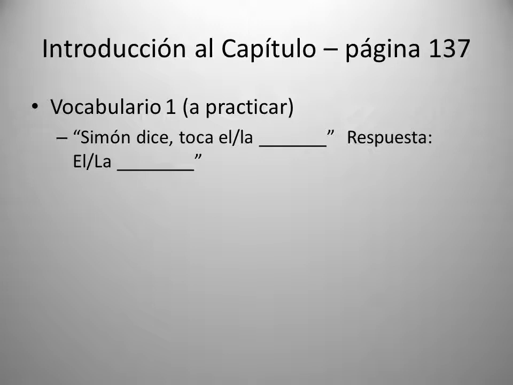Toca el codo. Your elbow. Toca la pierna. Touch your leg. Toca los dientes. Your teeth. Okay, so you may practice this a little bit more with someone else and get someone to practice with, but again, the idea is interacting with vocabulary.